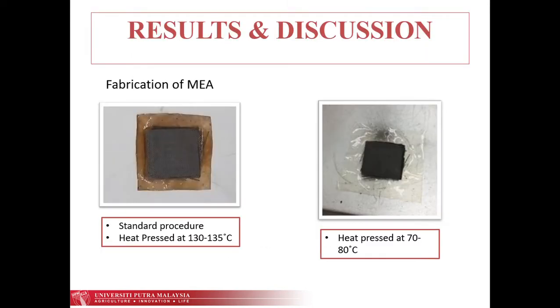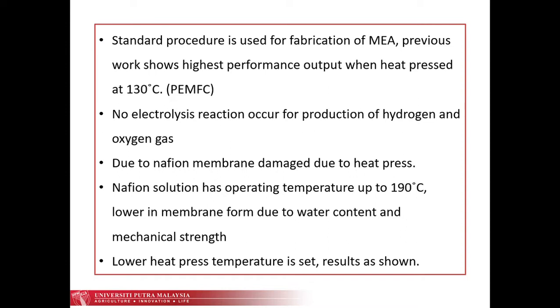Results and discussion. Below shows the fabricated MEA. The picture on the left uses the standard procedure, which is heat press at 120 to 135 degrees Celsius. The picture on the right shows heat press at 70 to 80 degrees Celsius. So, the standard procedure is used for fabrication of membrane electrode assembly. Previous work shows highest performance output when the membrane electrode assembly is heat pressed at 130 degrees Celsius. The previous work is done on proton exchange membrane fuel cell.